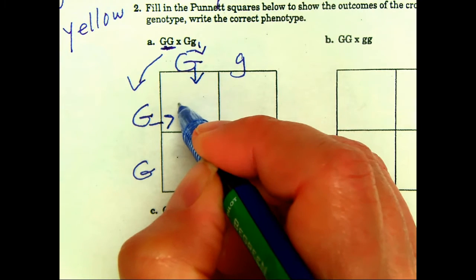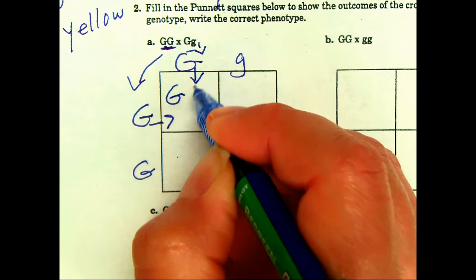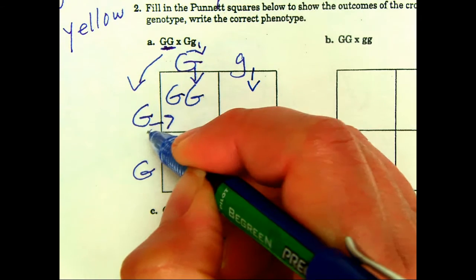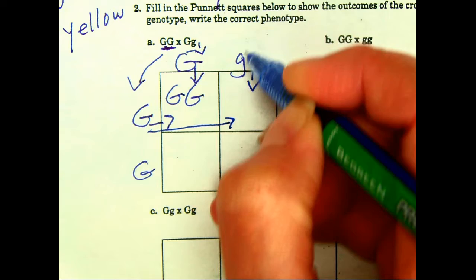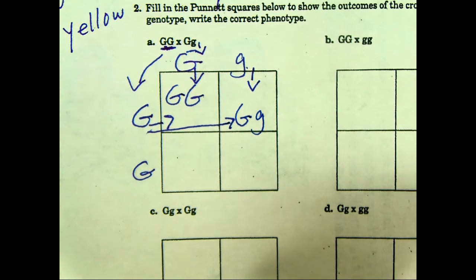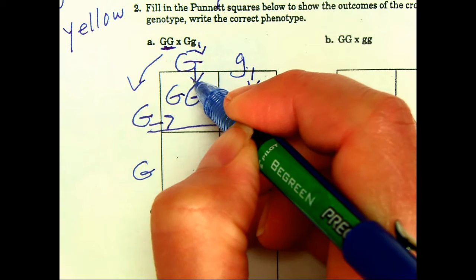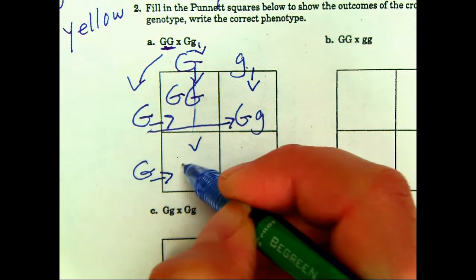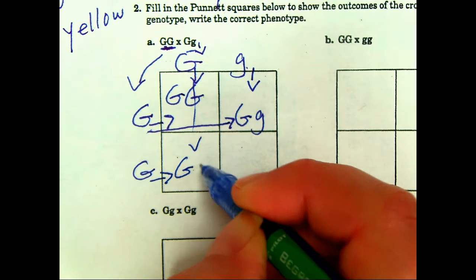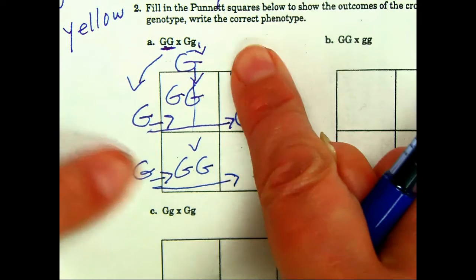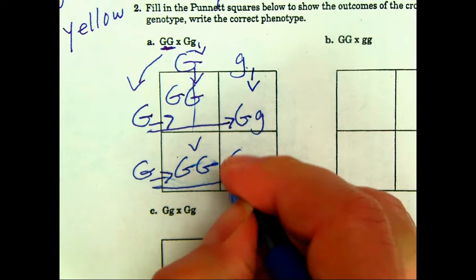So we have big G going down and over. So big G comes here, little g goes in here. Okay, then our next box, we bring this over, big G and big G. And then we take this one here, where these two meet, we have a big G and a little g.